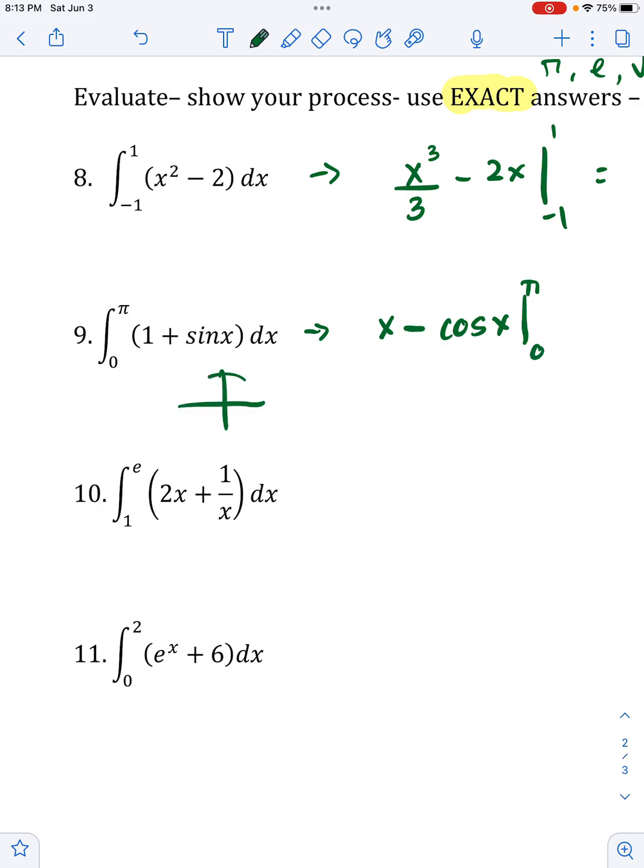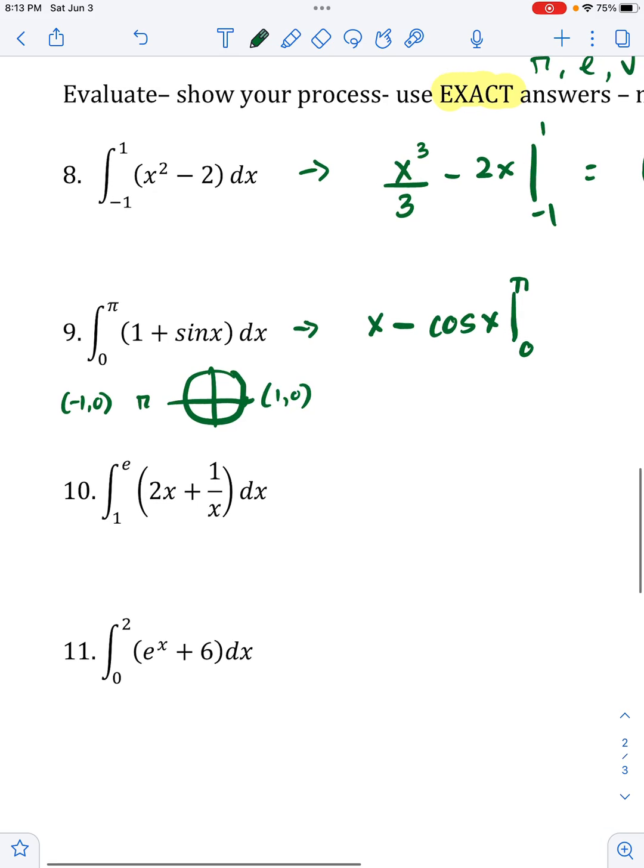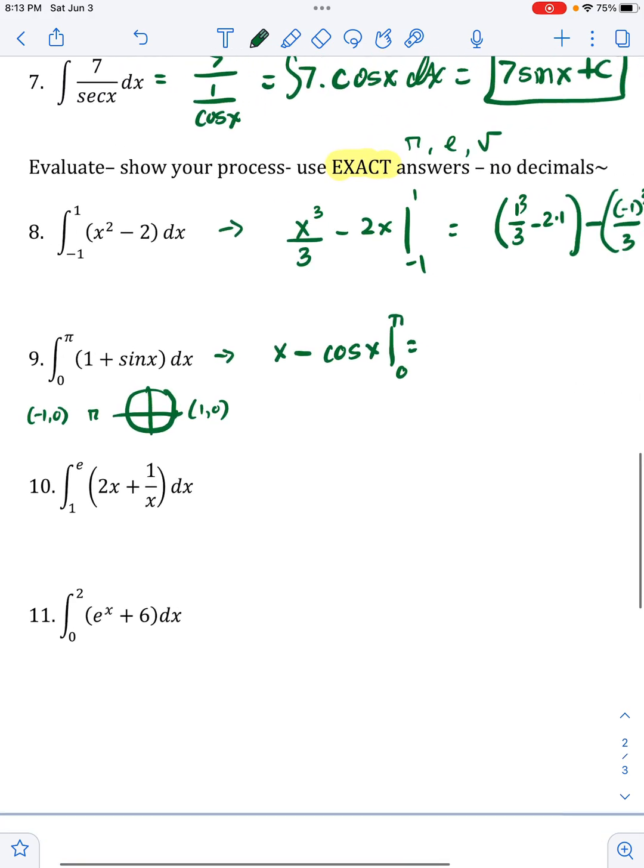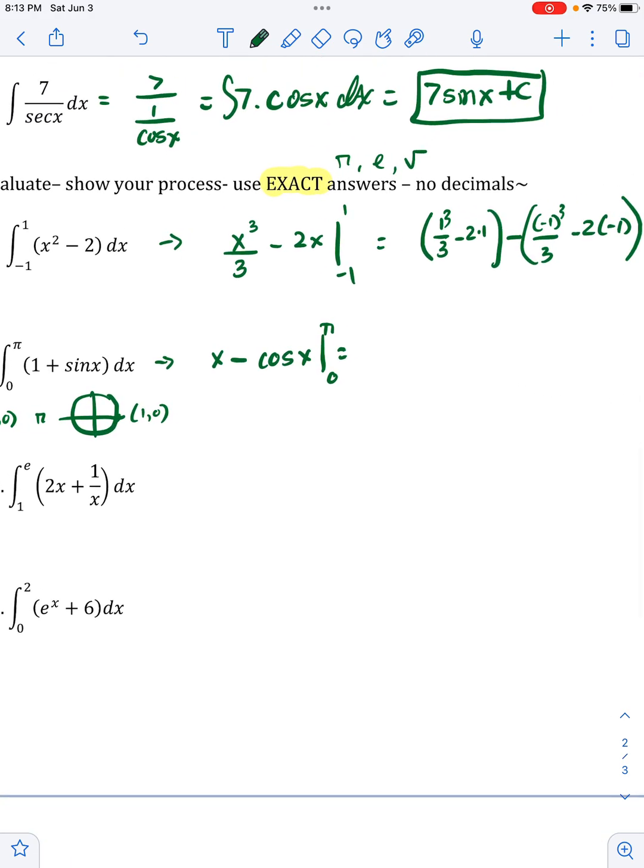And some of these we really start to need to know on the unit circle. Pi is over here, the coordinates are this. 0 is over here, and the coordinates are that. Okay, so we need to plug in the upper limit. So that would give us pi minus the cosine of pi. And then we subtract whatever we get when we plug in the lower limit, which is 0. So 0 minus the cosine of 0.